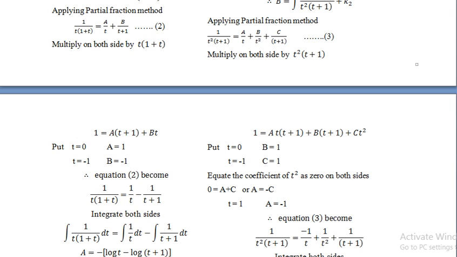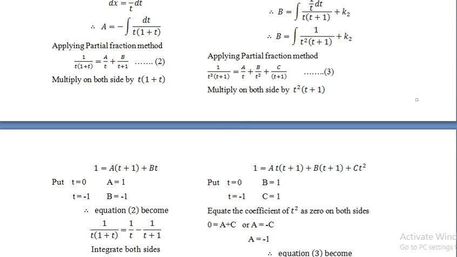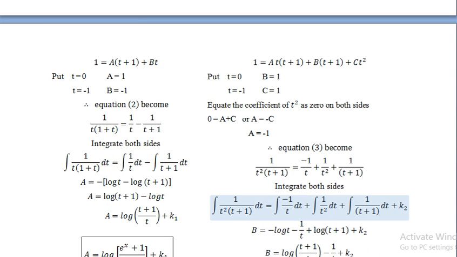So the coefficient of t square is a on one side and c on the other. In b there is no t square term, so it becomes 0, and on the left hand side there is no t square, so it equals 0. So a plus c equals 0, or a equals minus c, and you know that the c value is 1, so a is equal to minus 1.